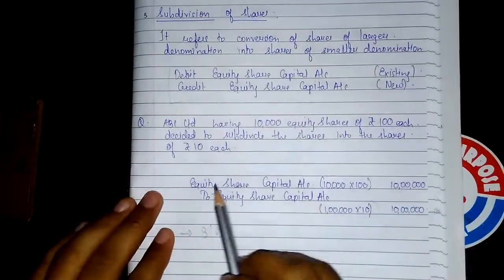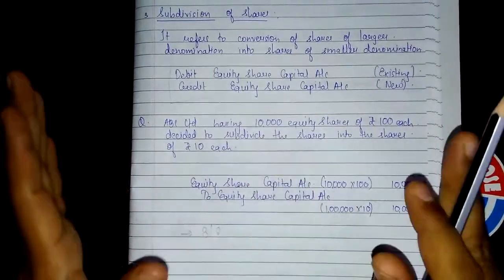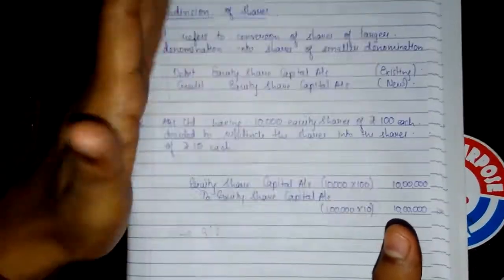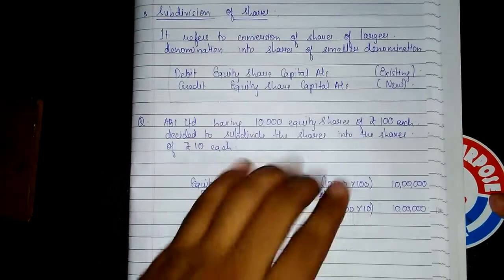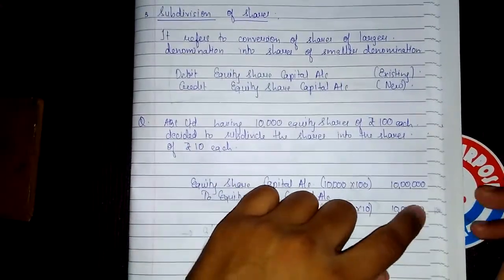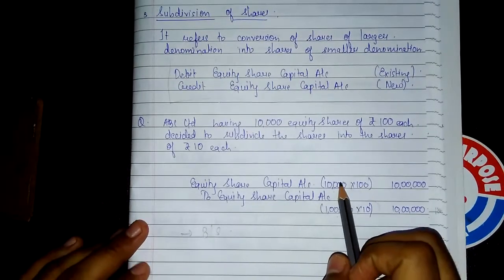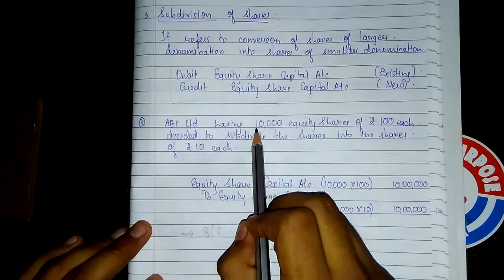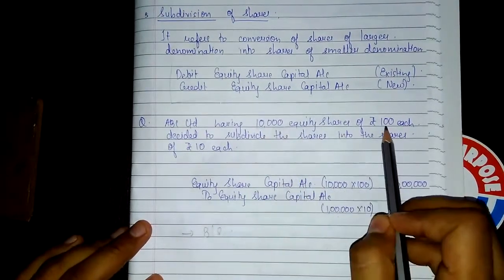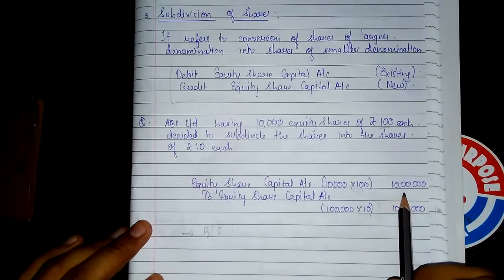Okay, for this question the solution will be the journal entry. Firstly you write the journal entry: equity share capital account debit to equity share capital account. Now the value will be 10 lakhs only. But the number of shares will change and the face value will change, which you have to show in the brackets. In the existing we have 10,000 equity shares and the face value is 100, so we'll write 10,000 into 100 and we'll get 10 lakhs.